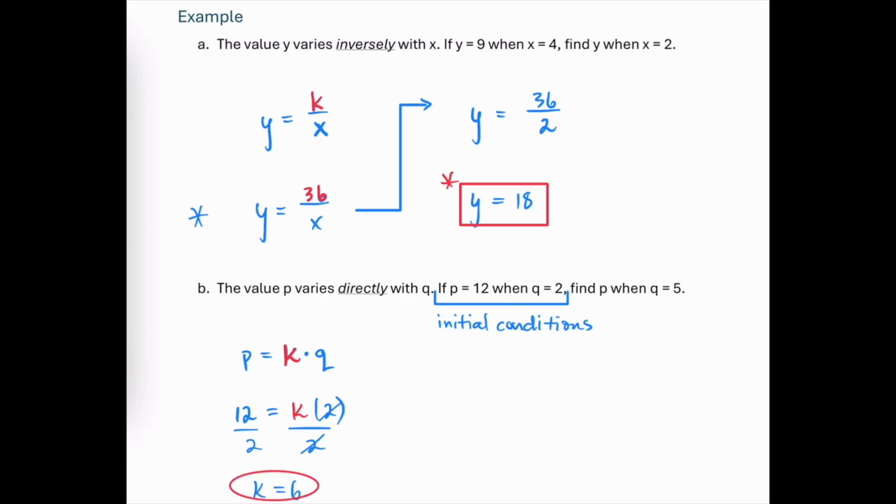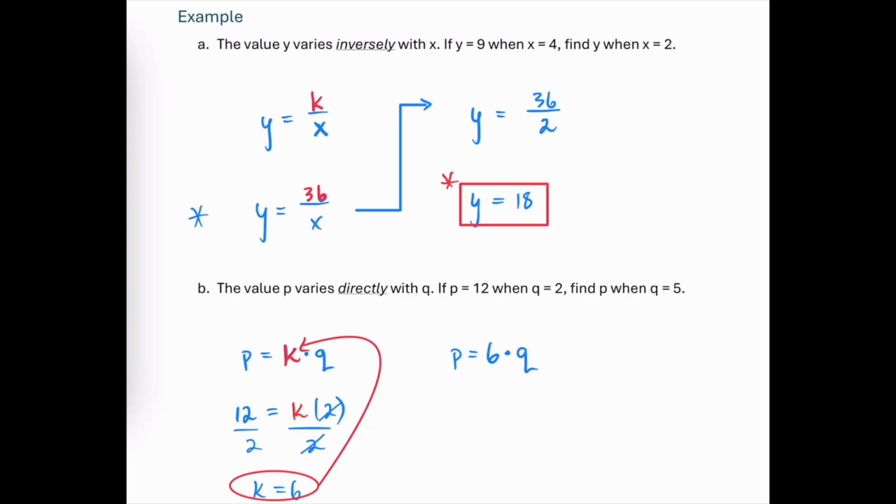So now that we've found the value of k, we're going to plug that back into the initial template equation so that we can more clearly describe how p and q are related. Yes, as q gets bigger, p also gets bigger, but the value that we're multiplying the q by is going to be 6.